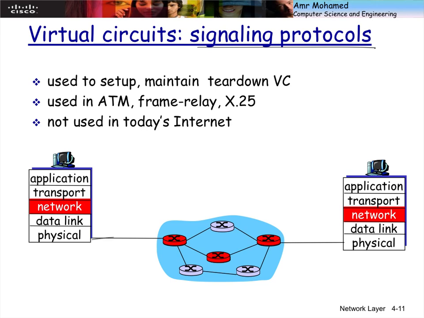Signal, a small message. This is like a control message. It's not a data message. It doesn't contain any data. And it has to go to the first router.